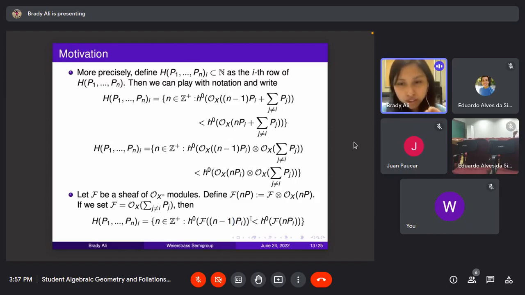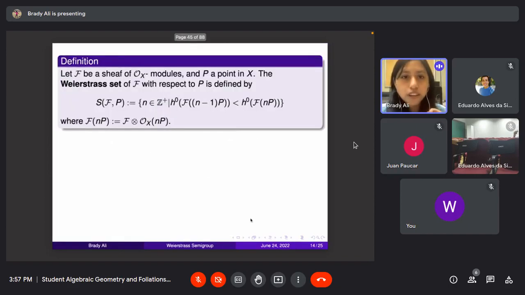I'm going to give the definition of the generalization we gave. If F is a sheaf of O_X modules and P a point in X, then the Weierstrass set of F with respect to P is defined as the positive integers n such that the dimension of the global sections of F((n-1)P) is less than the dimension of the global sections of the sheaf F(nP), where F(nP) is equal to F tensor O_X(nP).